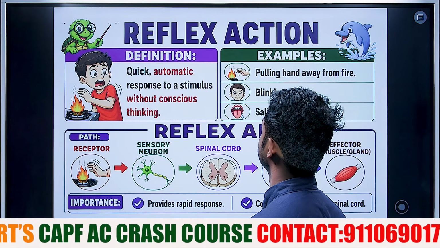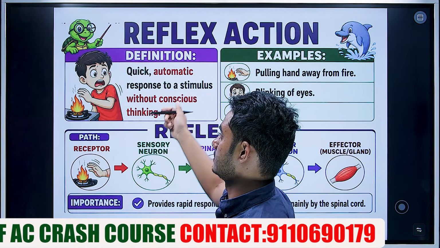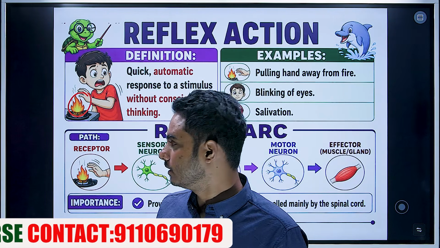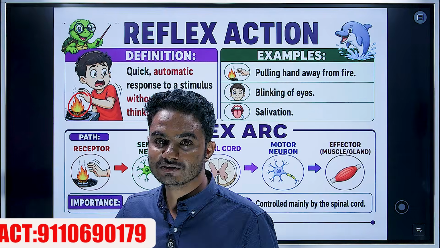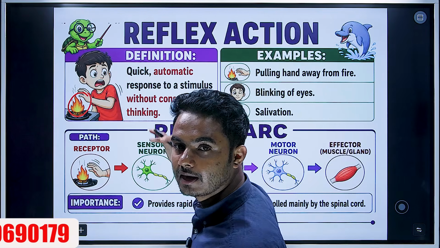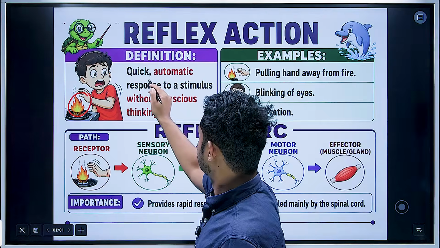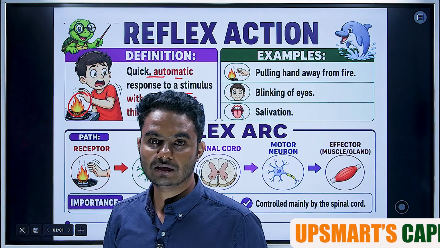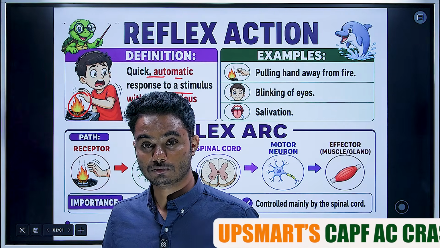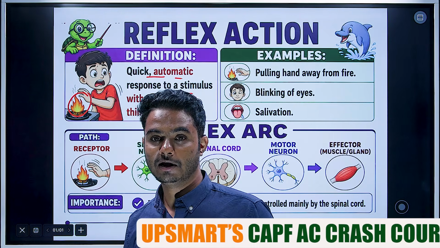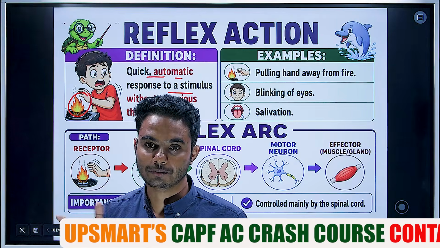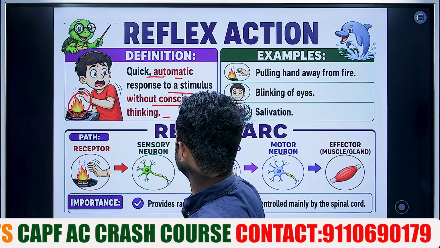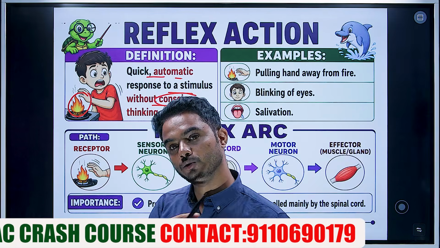Fine. Now see, reflex action. What is a reflex? See, I have the fire. This is me. Without knowing, if I touch the fire, what will I do? Immediately I'll take my hand away like this. It is a quick automatic response to a stimulus without conscious thinking. Do you think I would have thought there would be a fire and I should take my hand away immediately? Nothing. I was not prepared. But I'll take my hand away without thinking. It is not based on consciousness. You do those things without consciousness only.